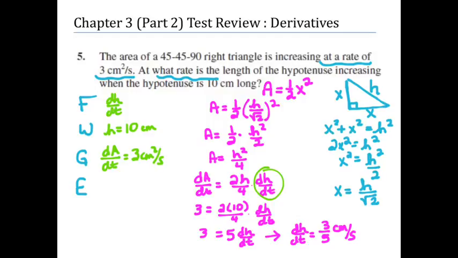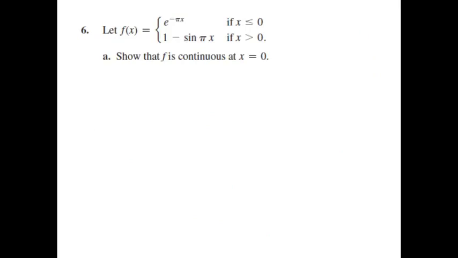All right, let's move on to our next question. Question number 6, we have this piecewise function, and the first part asks us to show that f is continuous at x equals 0. So here we need to use the definition of continuity.